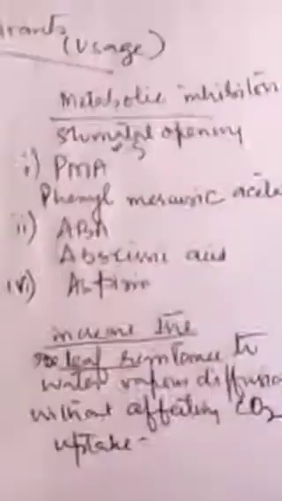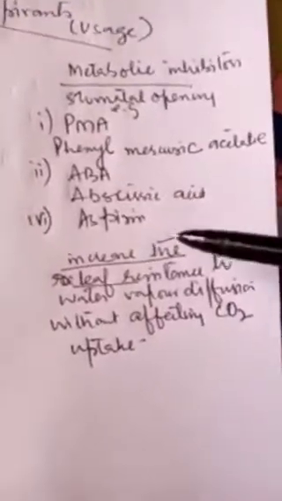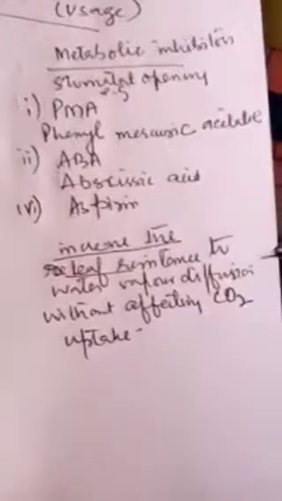लेकिन अगर हम बाकी जो गैसेस हमारे पास है, without affecting कार्बन डाइऑक्साइड अपटेक, जो कार्बन डाइऑक्साइड अंदर प्लांट को ज़रूरत पड़ता है in the process of फोटोसिंथेसिस, उस पर असर नहीं पड़ता, but they simply increase the leaf resistance to water vapor diffusion. These PMA, these ABA, and this aspirin simply increase the leaf resistance to water vapor diffusion without affecting carbon dioxide diffusion.